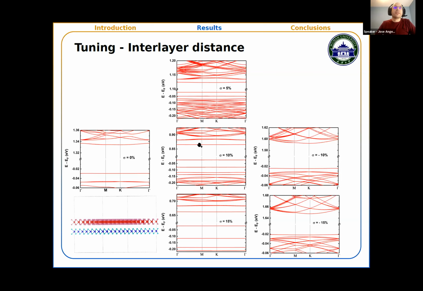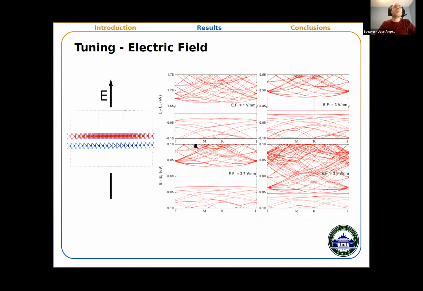Finally, we can also apply a perpendicular electric field, and as in the normal case where we don't twist the samples, we see how the electric field changes the gap, and how we are able to even close the gap for a sufficient large enough electric field.